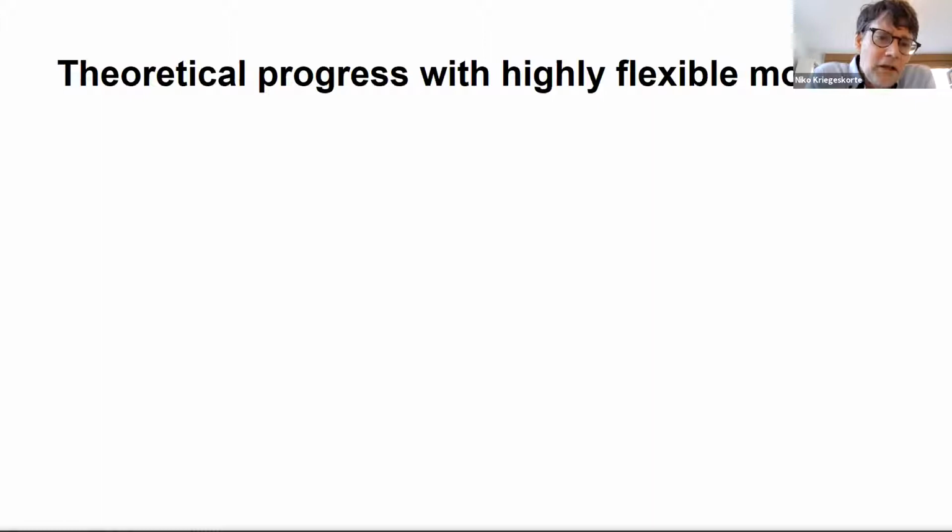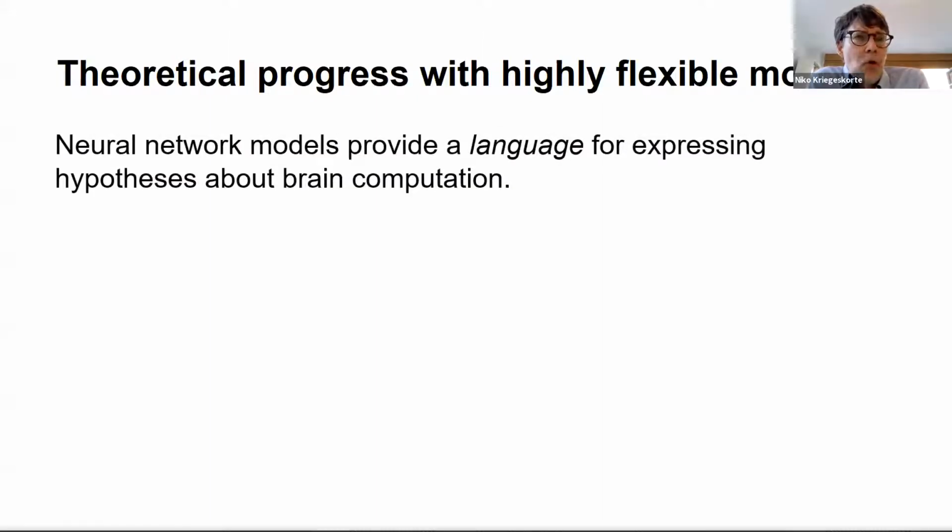There's also a deeper and more complex issue behind this. And it's the question whether we can make theoretical progress with these highly flexible models that we now have. Neural network models give us a language for expressing computational hypotheses, and that's extremely useful for cognitive computational neuroscience, and it's key to the field actually because it links cognition to its implementation in the brain. It allows us to explore our theoretical ideas about how the information processing in the brain actually works.